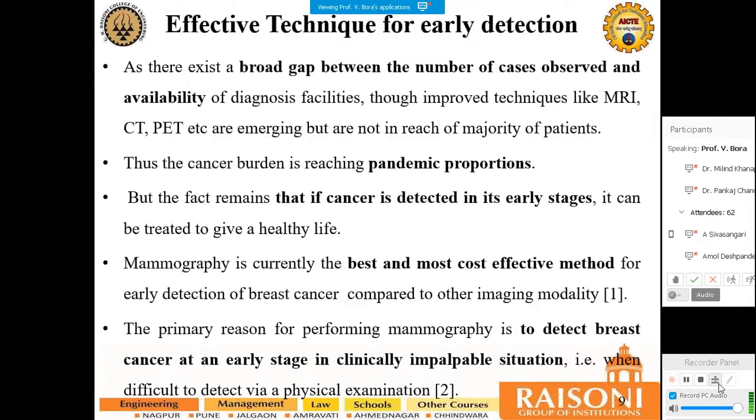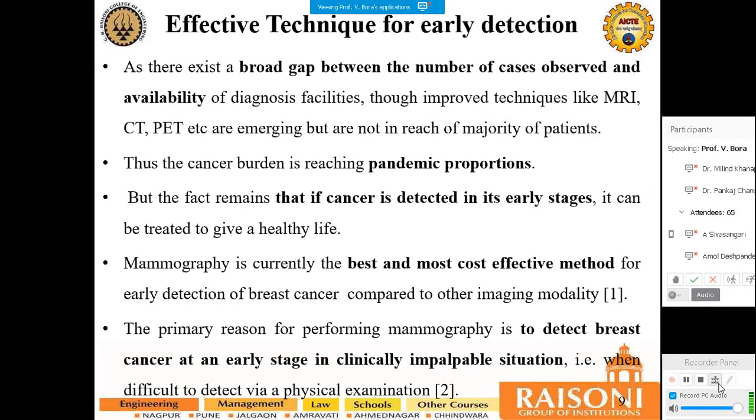Now see why the effective technique for early detection is mammography. There are improved techniques like MRI, CT, PET, but they are very difficult and out of reach of the majority of patients. So there is a broad gap actually. This cancer burden is reaching pandemic proportion. Like in today's scenario, COVID is a pandemic, but cancer burden is also reaching pandemic proportion.